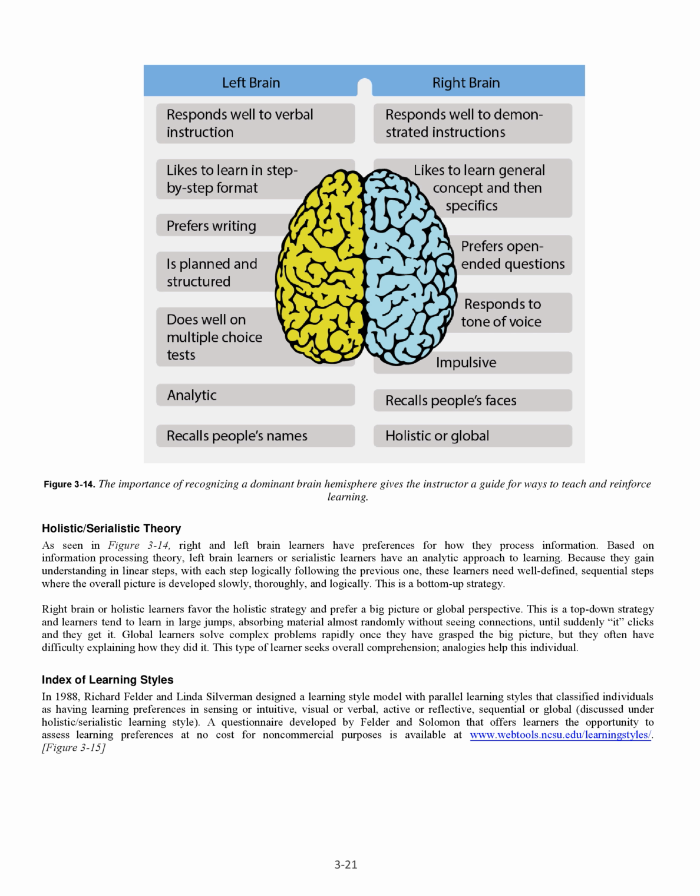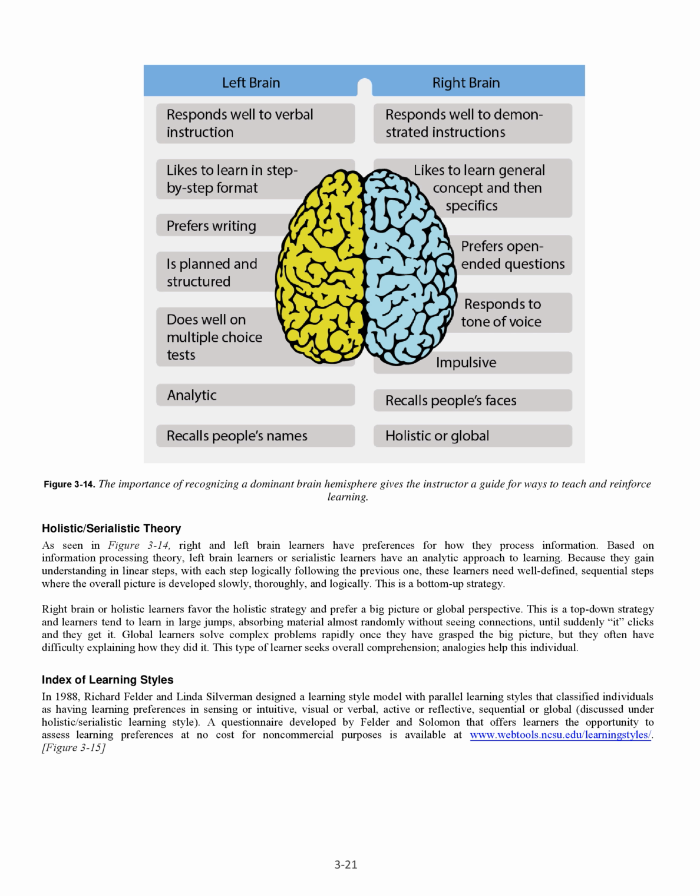Right brain or holistic learners favor the holistic strategy and prefer a big picture or global perspective. This is a top-down strategy, and learners tend to learn in large jumps, absorbing material almost randomly without seeing connections, until suddenly it clicks and they get it. Global learners solve complex problems rapidly once they have grasped the big picture, but they often have difficulty explaining how they did it. This type of learner seeks overall comprehension. Analogies help this individual.